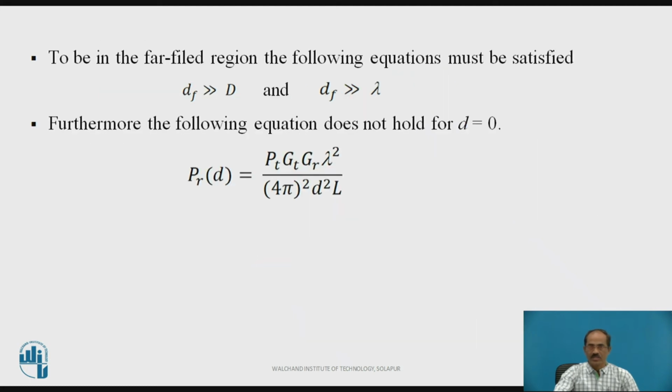In the far field region, the following conditions must be satisfied: Df is greater than D, and Df is greater than lambda. Furthermore, the following equation does not hold for d equal to 0: Pr(d) = Pt Gt Gr lambda square divided by (4 pi) whole square d square L.